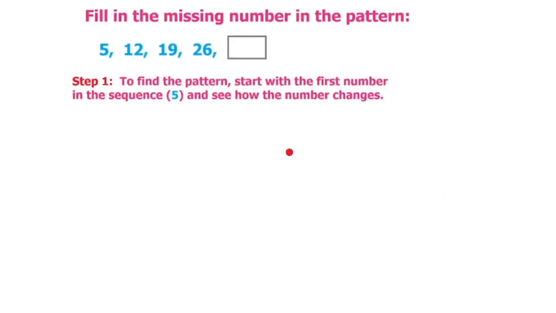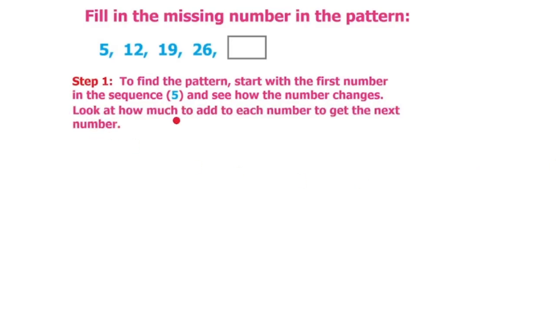So step one, to find the pattern, start with the first number in the sequence, which is 5, and see how the number changes. So when you go from 5 to 12, what do we do? Well, you could just count on your fingers from 5: 6, 7, 8, 9, 10, 11, 12. We add 7. So look at how much to add to each number to get the next number. So like we said, to go from 5 to 12, we add 7.